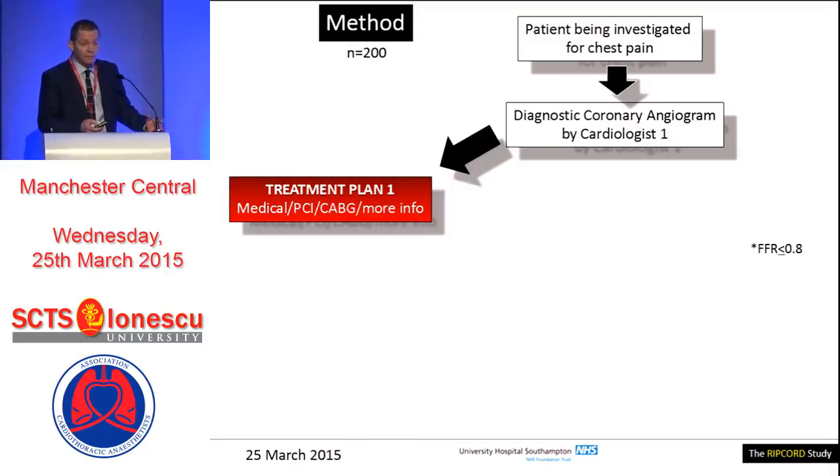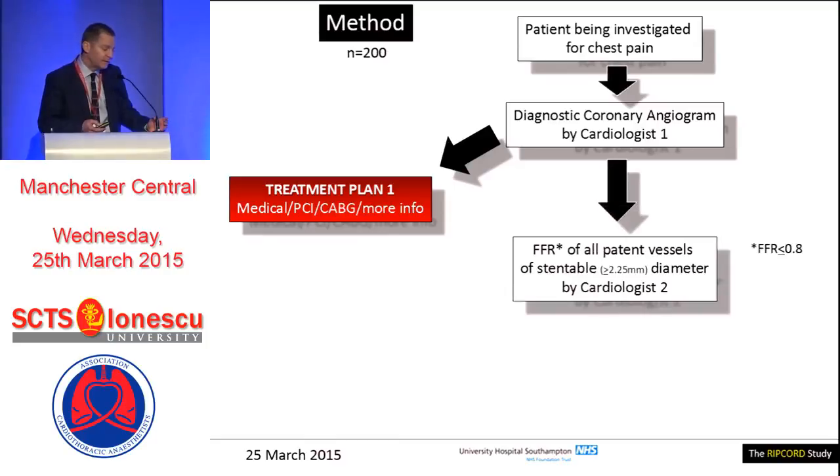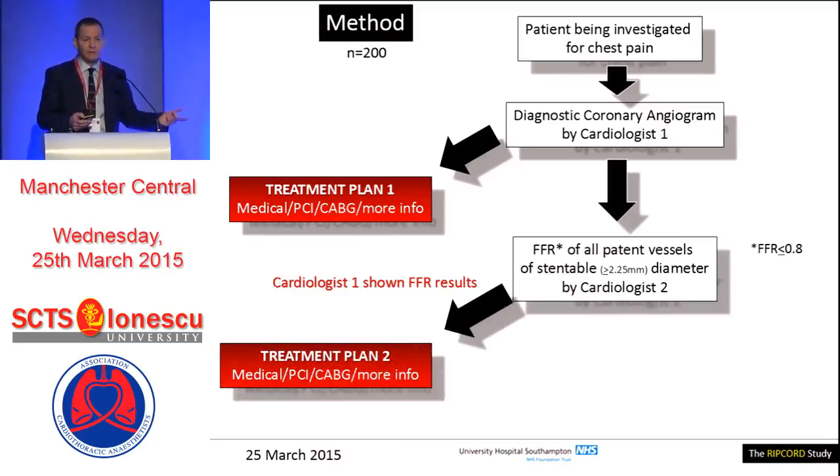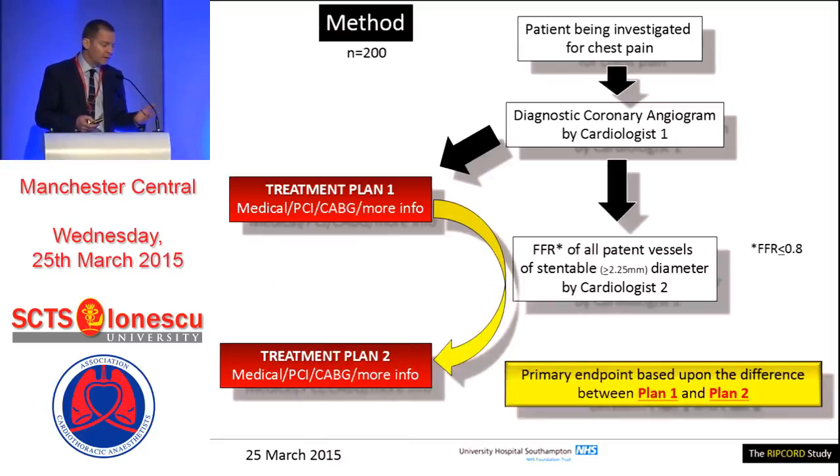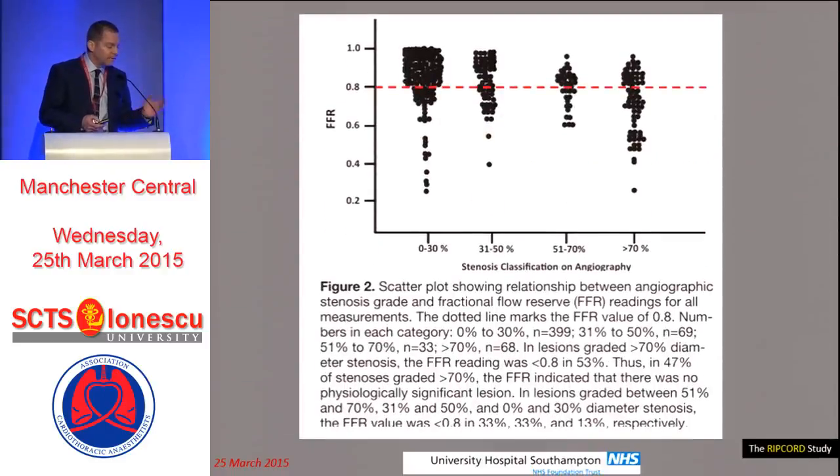They left the room, an interventional cardiologist came in and did a pressure wire of all the major vessels that were big enough to stent. And then we showed the FFR data to the original cardiologist and asked them to make a second plan with the same options. And the primary endpoint for Ripcord was the difference between the angiogram-derived plan and the FFR-derived plan. Very simple. This is an important slide.